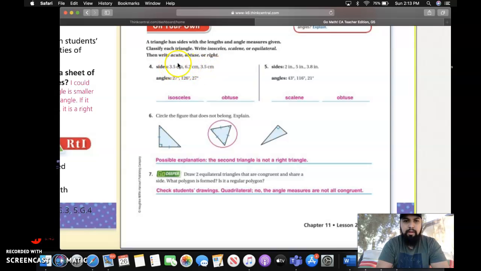And the angles, well, there's one that's bigger than 90 degrees. So that must make it an obtuse, an isosceles obtuse. And you could draw that. You could physically draw that one.